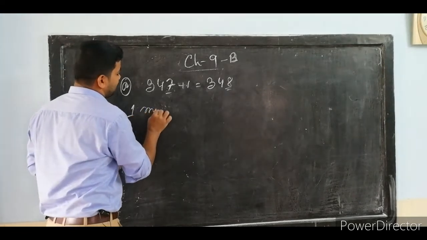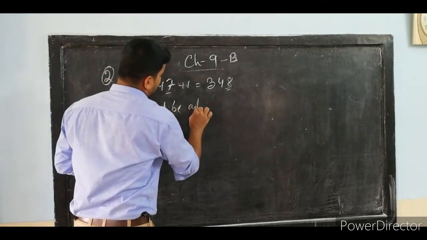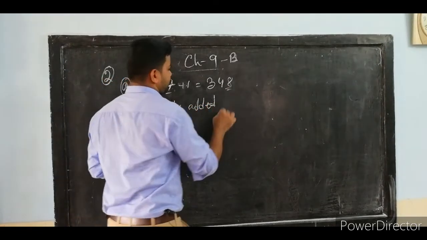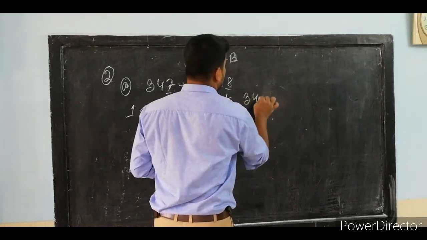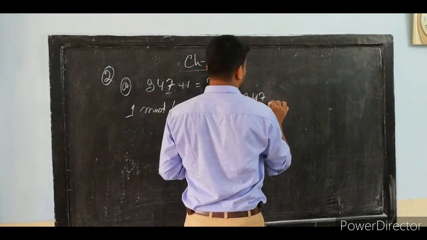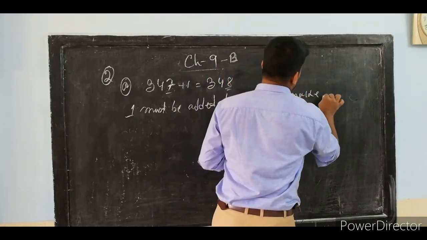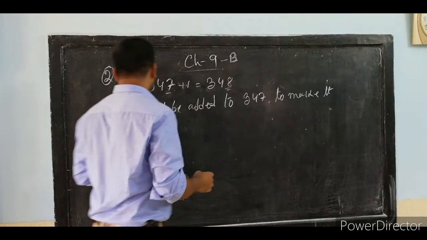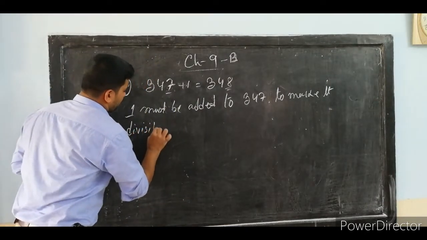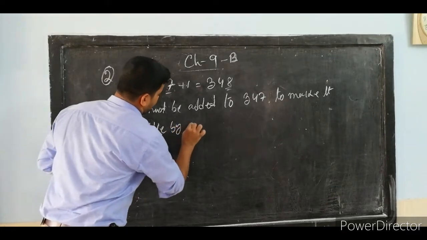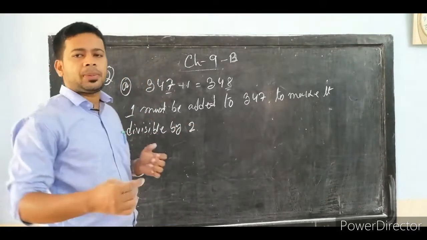1 must be added to 347 to make it divisible by 2. In this way we will do question number B, C, D.